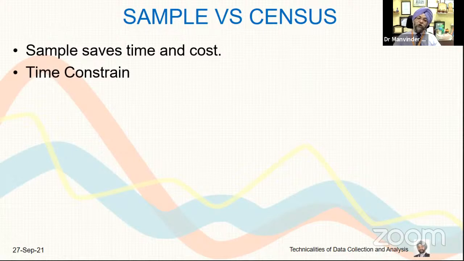So instead, what we can do is select 2000 households and ask them how much they spend. So this will be less time consuming, and without sampling we cannot come to a conclusion, right? And there are certain situations where the sample is the only option.